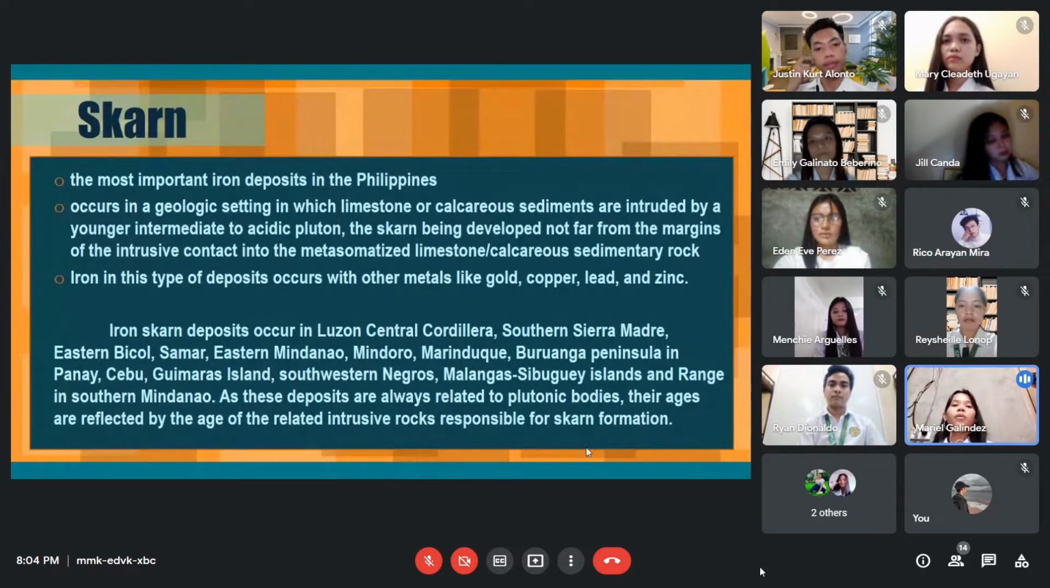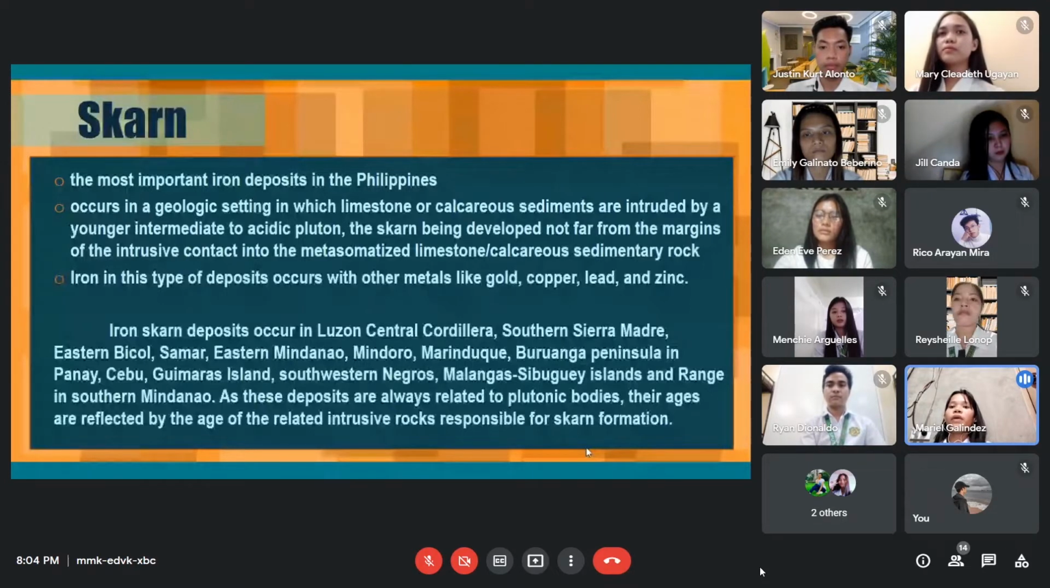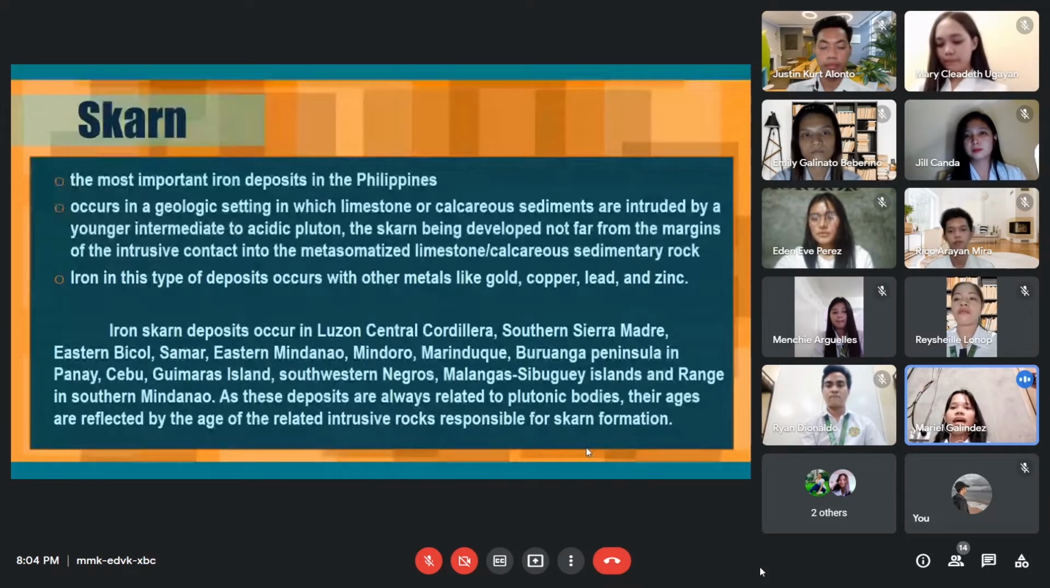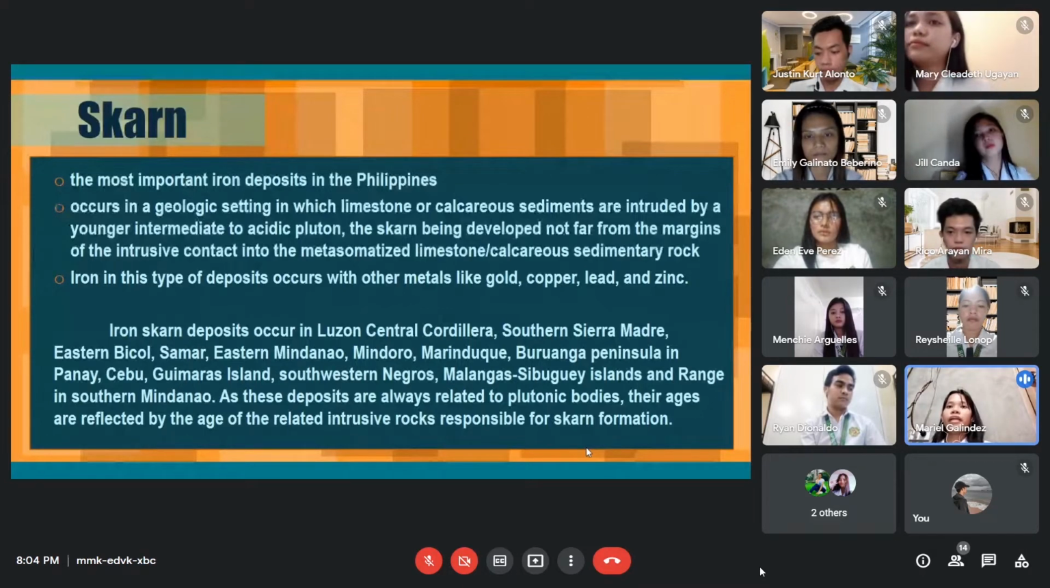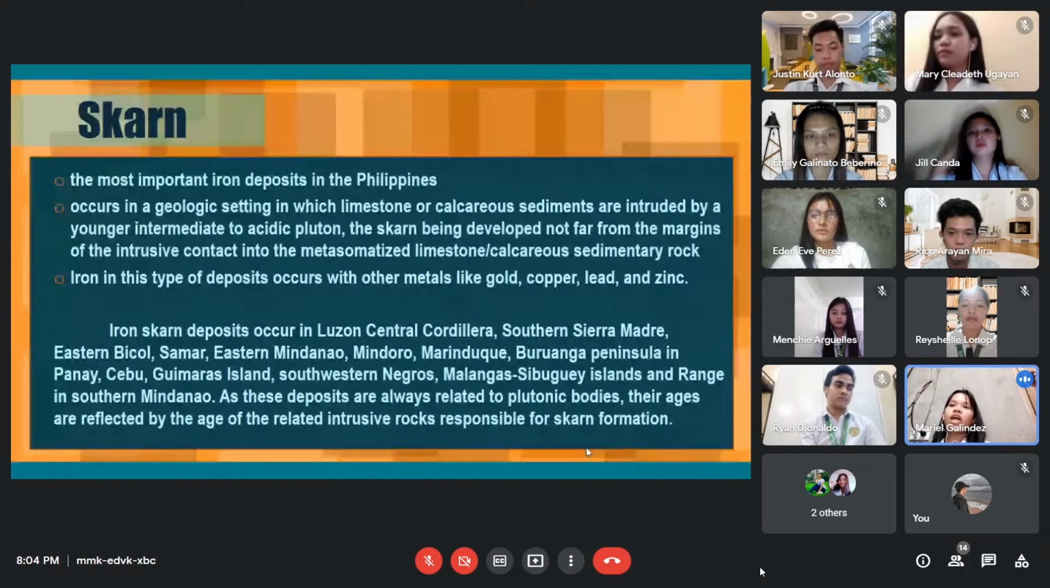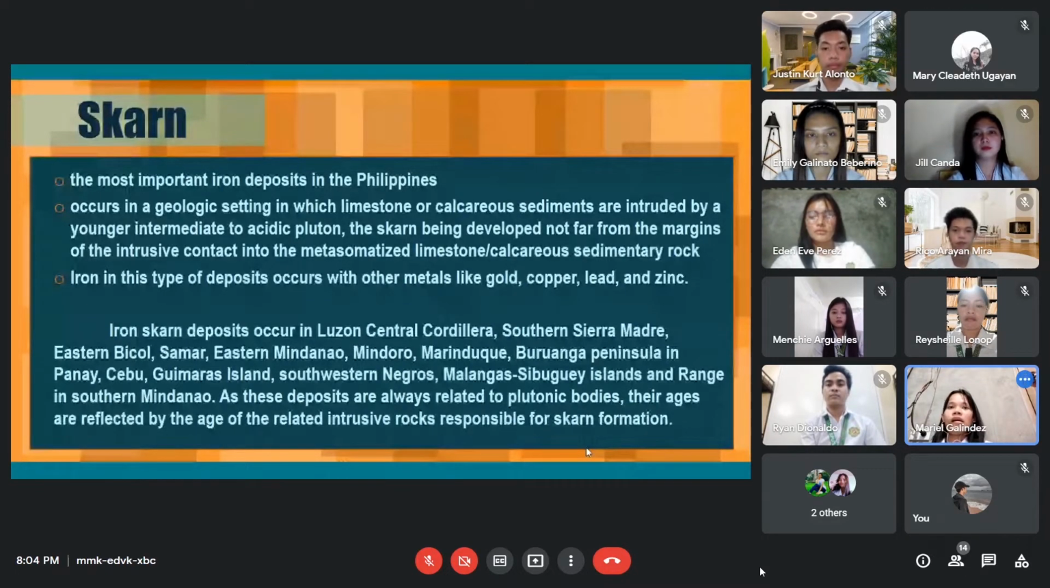And also, iron skarn deposits occur in Luzon, Central Cordillera, Southern Sierra Madre, Eastern Bicol, Samar, Eastern Mindanao, Mindoro, and so on. So next is magnetite sand. This deposit type consists of magnetite concentrations in beach and alluvial sand. Economic deposits generally contain 15 to 30% magnetite, which when concentrated yields about 55 to 60% iron.